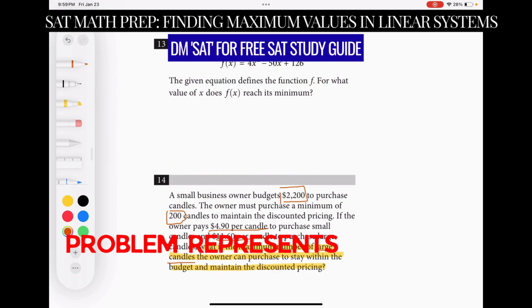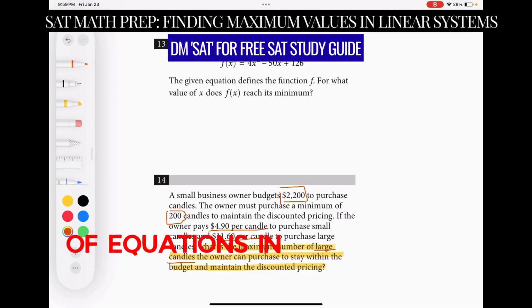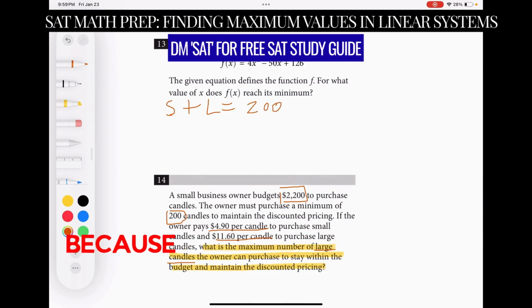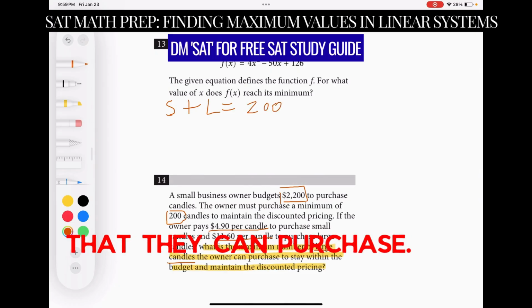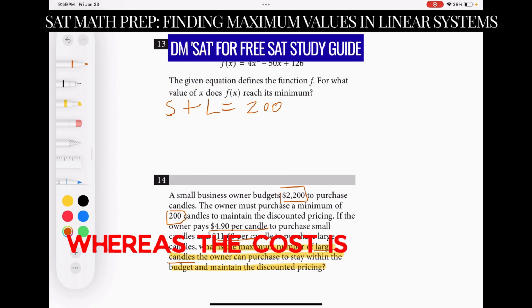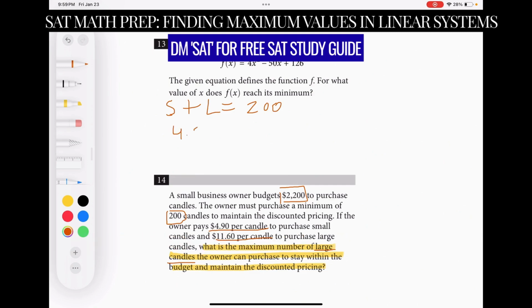So this problem represents a system of equations in which S plus L, that's the small candles plus large candles, all of that has to equal 200 because that's the maximum number that they can purchase. Whereas the cost is going to be 4.9 S plus 11.60 L equals 2,200.